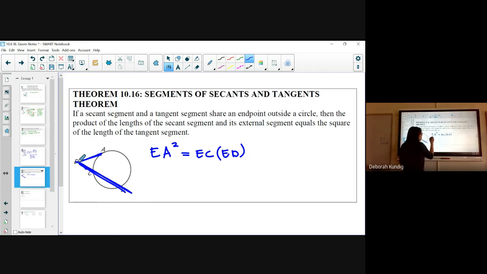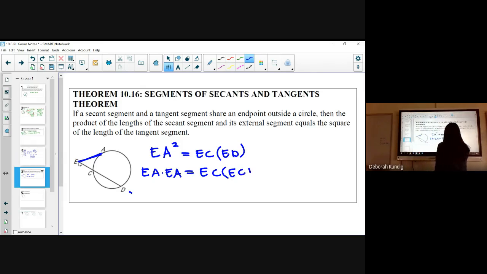So again, I can think about it as EA times EA, that's what EA squared is equal to EC times, and I have to add these two, and it's going to be EC, that outer piece, plus that inner piece of CD.